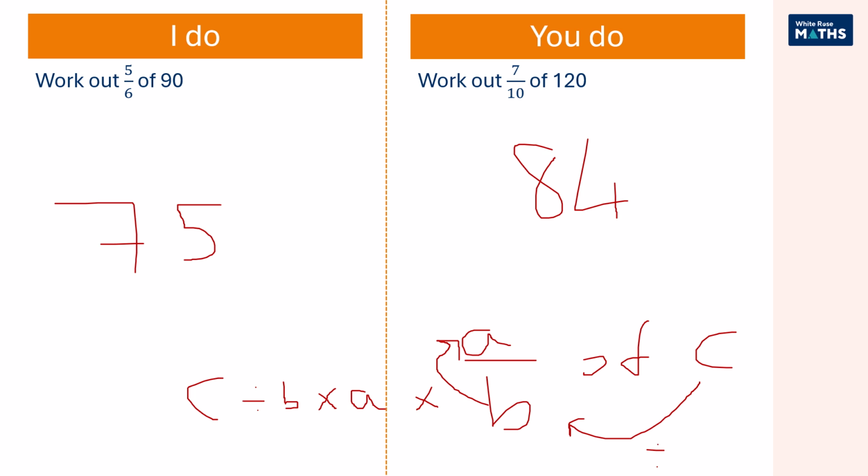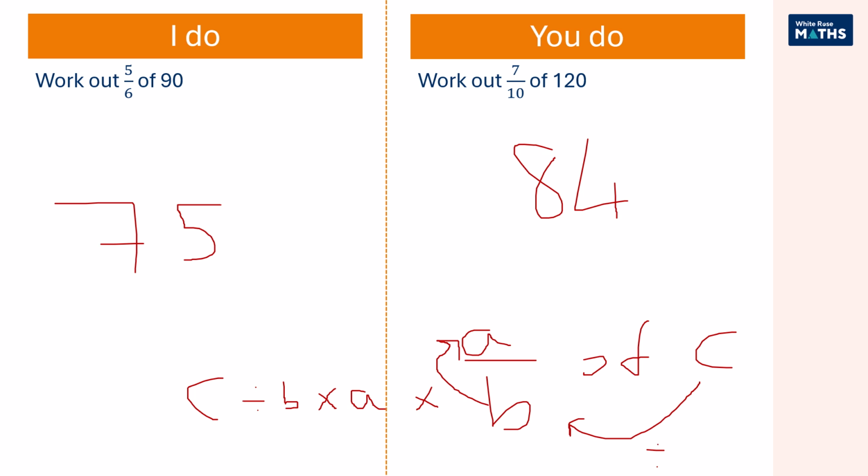8 makes 7, sorry. And then this one, 90 divided by 6 times it by 5, you're going to get 75. And then this one, 12 times 7 makes 84.